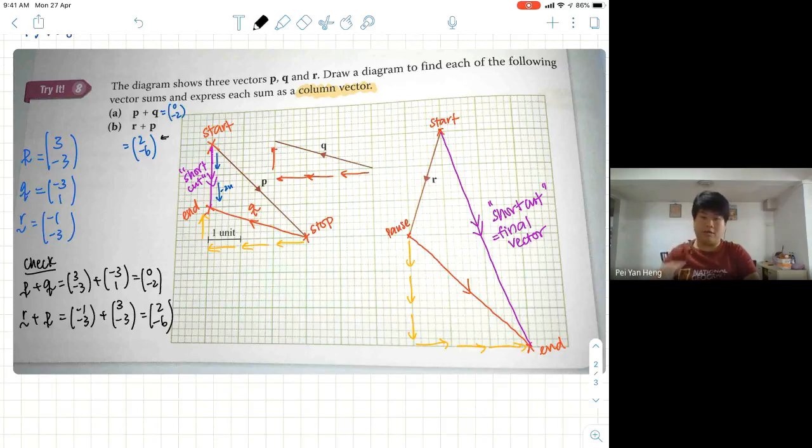So this is column vector, vector addition. Usually when we look at more complicated diagrams later on, you will notice that you have to find equal vectors to shift your path. I will give you examples later on.